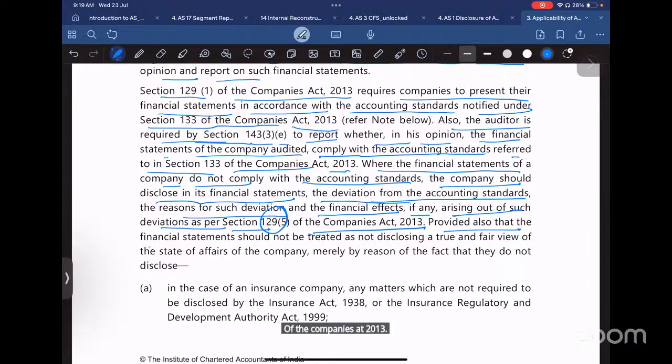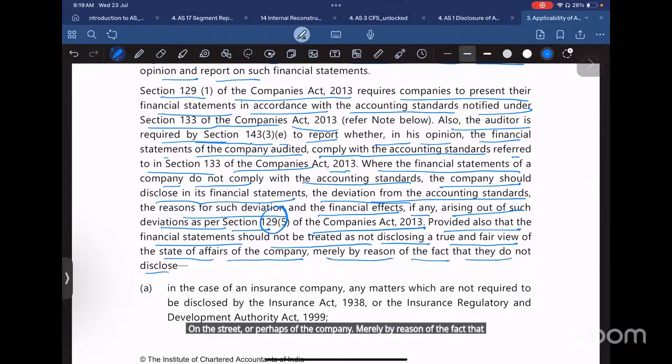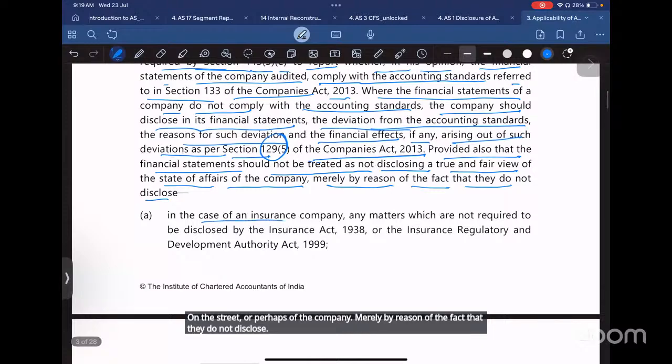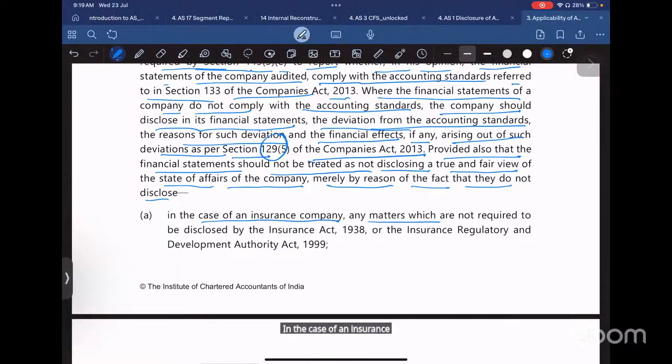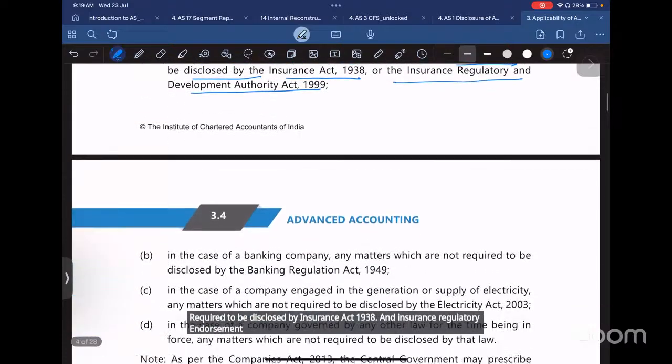Provided also that the financial statements should not be treated as not disclosing a true and fair view of the state of affairs of the company merely by reason of the fact that they do not disclose, in the case of an insurance company, any matters which are not required to be disclosed by the Insurance Act 1938 and the Insurance Regulatory and Development Authority Act 1999.